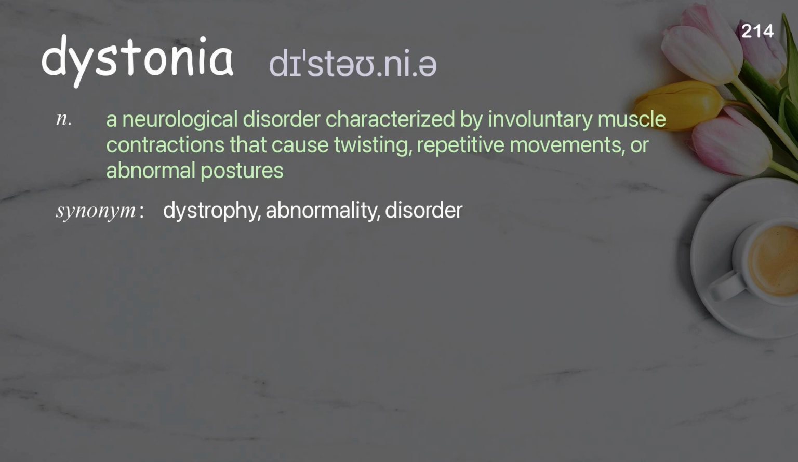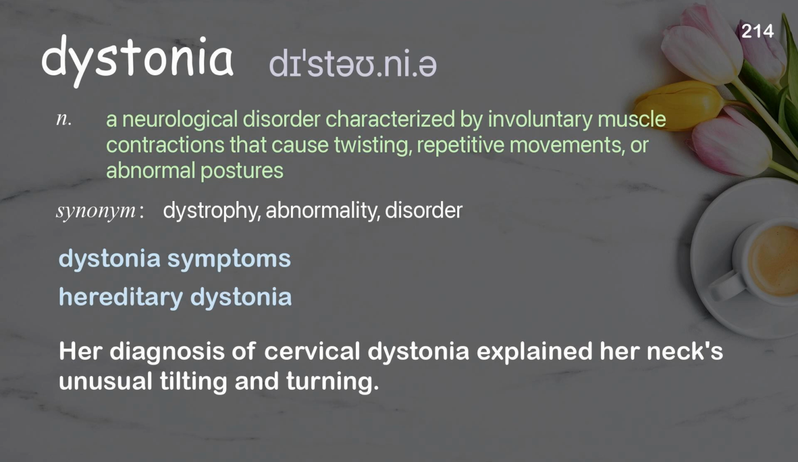Dystonia: a neurological disorder characterized by involuntary muscle contractions that cause twisting, repetitive movements, or abnormal postures. Examples: dystonia symptoms. Hereditary dystonia. Her diagnosis of cervical dystonia explained her neck's unusual tilting and turning.